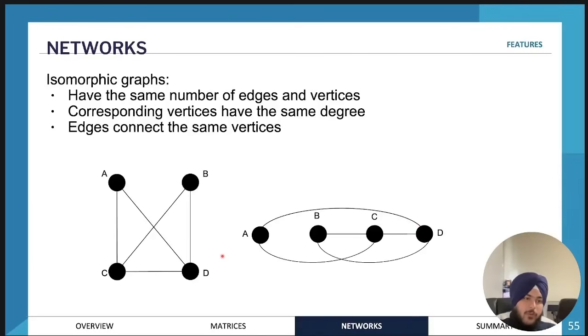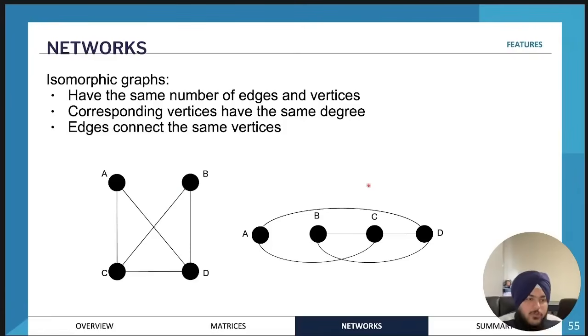Next we have isomorphic graphs. Isomorphic graphs are just two different networks that represent the exact same information. They have the exact same vertices, the exact same edges, and the vertices have the same degree as well. If we were to represent this network in a different way for whatever reason, that would be an isomorphic graph. These types of questions appear really often on the multiple choice section.